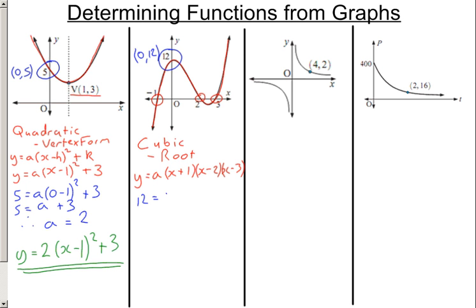12 equals a times (0 plus 1)(0 minus 2)(0 minus 3). So that is 12 equals, we multiply these out, we get minus 2 times minus 3 is plus 6, times 1 is plus 6, so we get 6a. So once again, we get a is equal to 2.